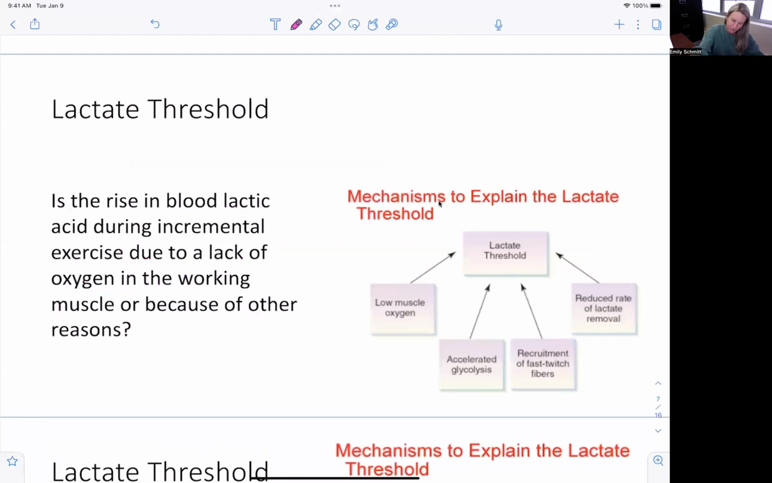So let's dive into a few of these mechanisms to finish up this lecture. So when we have low muscle oxygen, this means that we are in an anaerobic state, which means no oxygen. So is the rise in blood lactic acid during incremental exercise due to the lack of oxygen in the working muscle, or because of other reasons like the heart, the lung, the kidney, the brain, or the liver, for example, utilizing and taking up this oxygen.